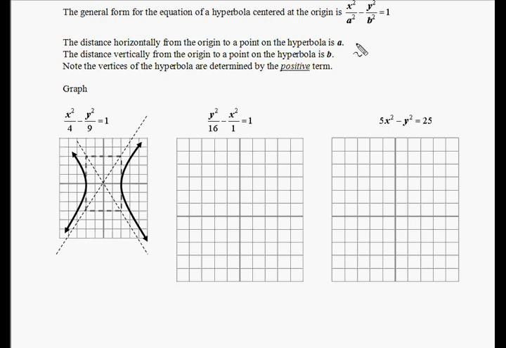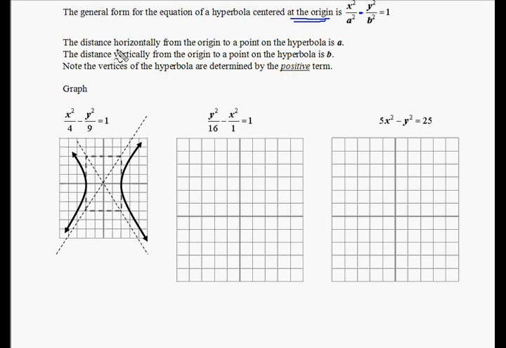Now let's look at the hyperbola. The general form for the equation of a hyperbola centered at the origin, again we're going to center things at the origin for the hyperbola and the ellipse, is x squared over a squared minus, that's the difference, minus y squared over b squared equals 1.